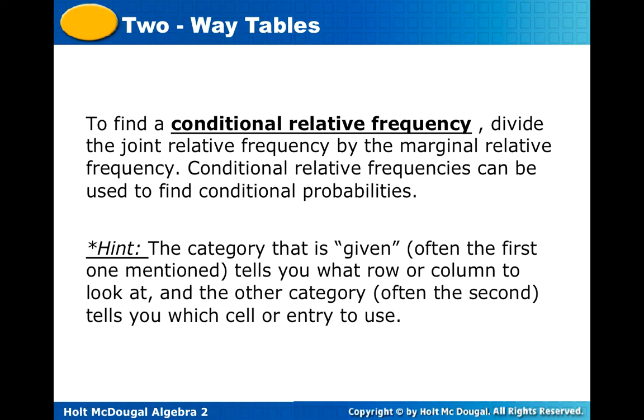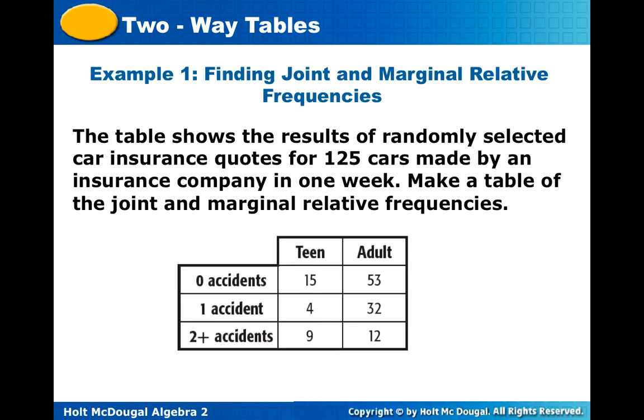The category that is given, often the first one mentioned. So like I just said, children who said yes. So it would be yes given they are a child. That tells you what row or column to look at. The other category, often the second word you're going to see, tells you which cell to use. So which little box inside of that table. All right, now here we go.